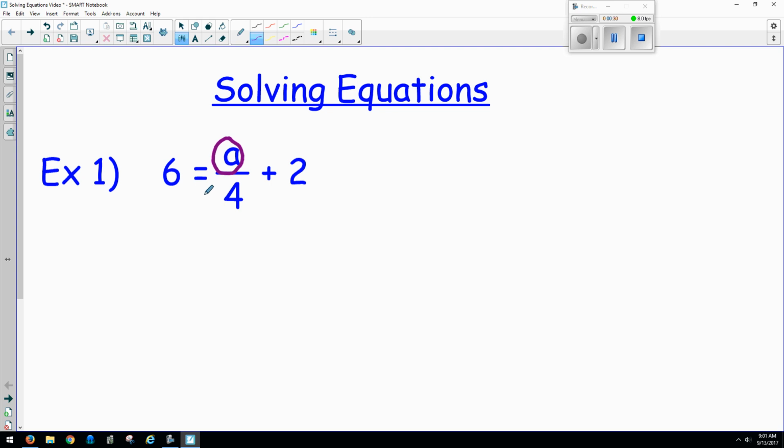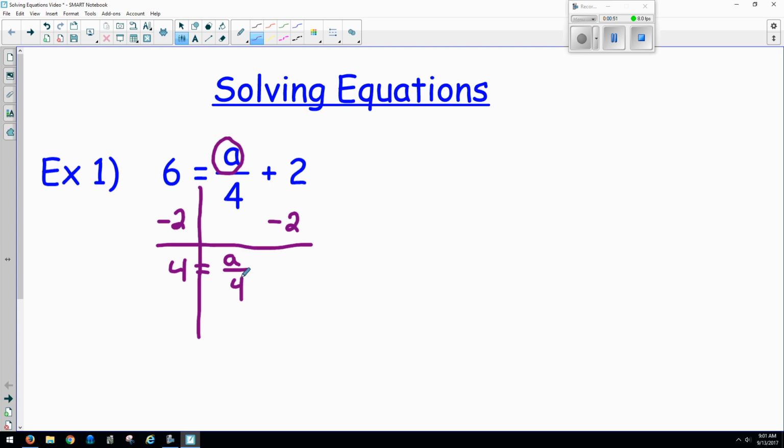And like we've already talked about earlier in the year, if it's helpful, go ahead and draw this line under the equal sign. And just remember, anything you do to one side of that line, you have to do to the other side of that line. So I'm going to subtract 2 from both sides. And I get 4 equals a divided by 4.